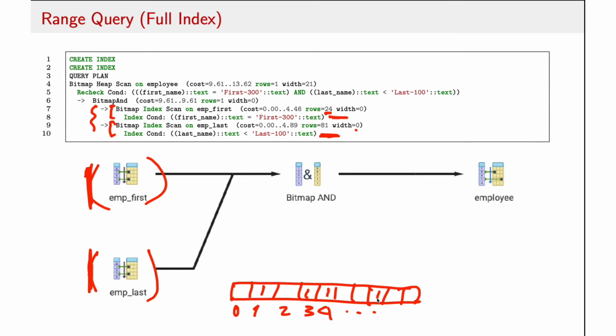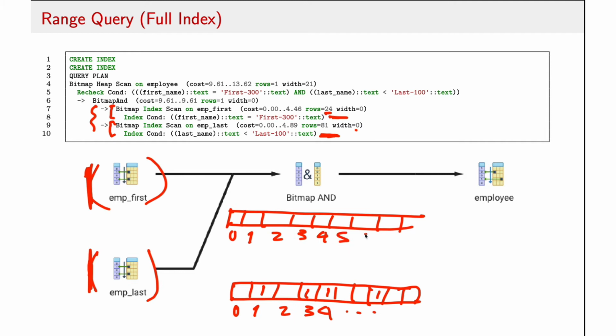The same thing is going to happen here with this other leaf node of the query plan. It's going to generate a different bitmap, and I'll try to make the tracks line up here if I can. Again with row 0, 1, 2, 3, and so forth. And let's say that the pattern that comes out here 5, 6, 7.